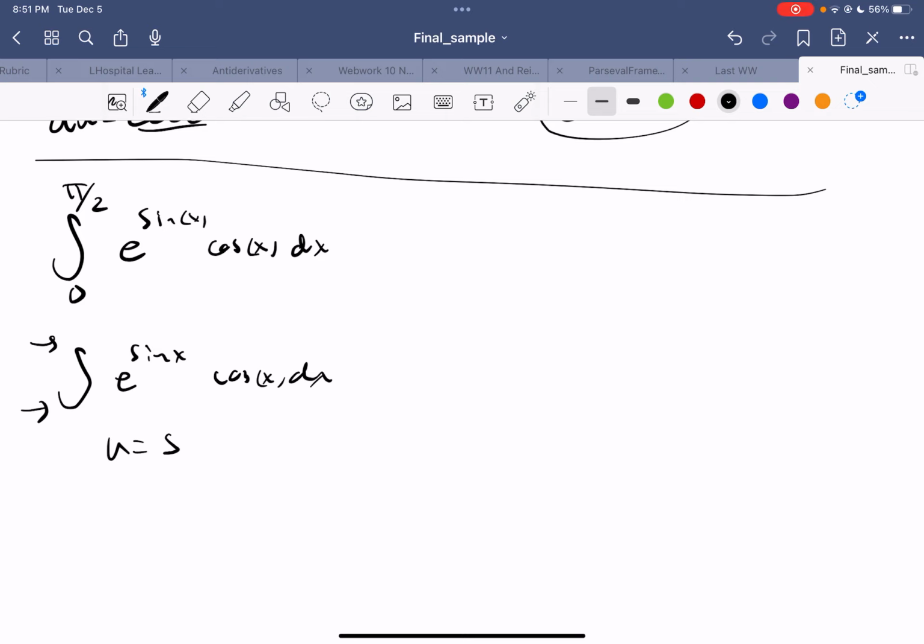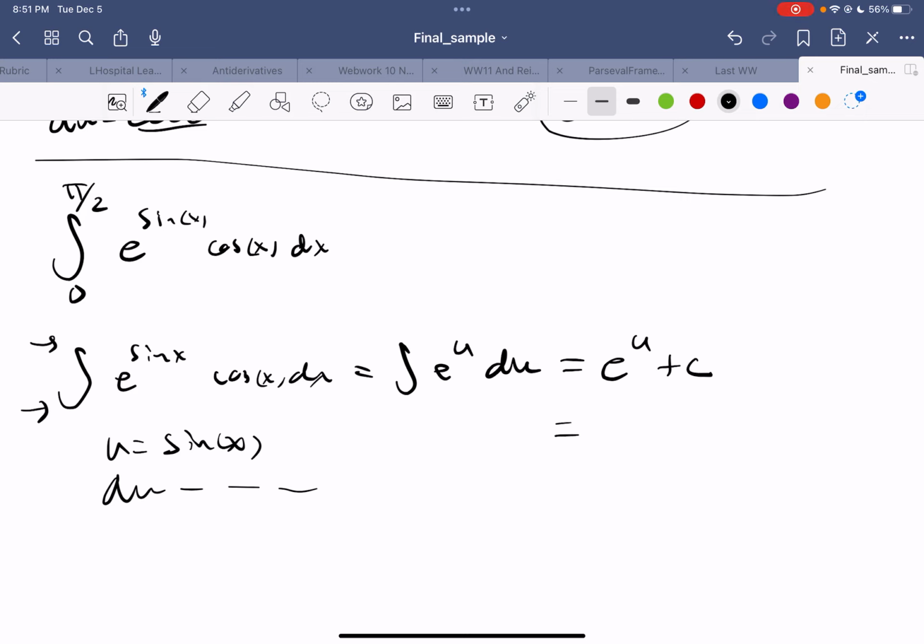And this is where you'd say, okay, well, u is sine x, and then du is cosine x dx. And you'd say, okay, well, this is e to the u du. And you say, oh, that's e to the u plus c. And then you back substitute and you go, oh, so this is e to the sine x plus c. And you go, aha, so I have an antiderivative.